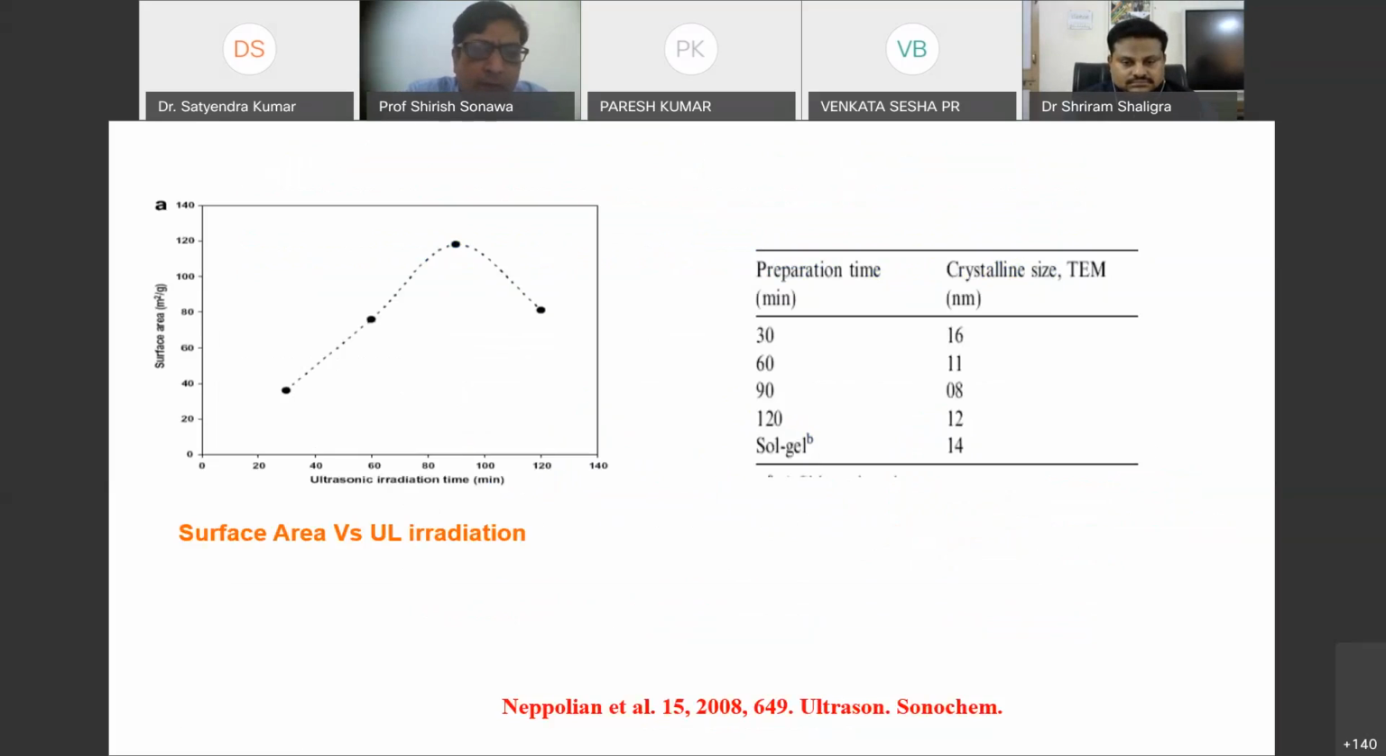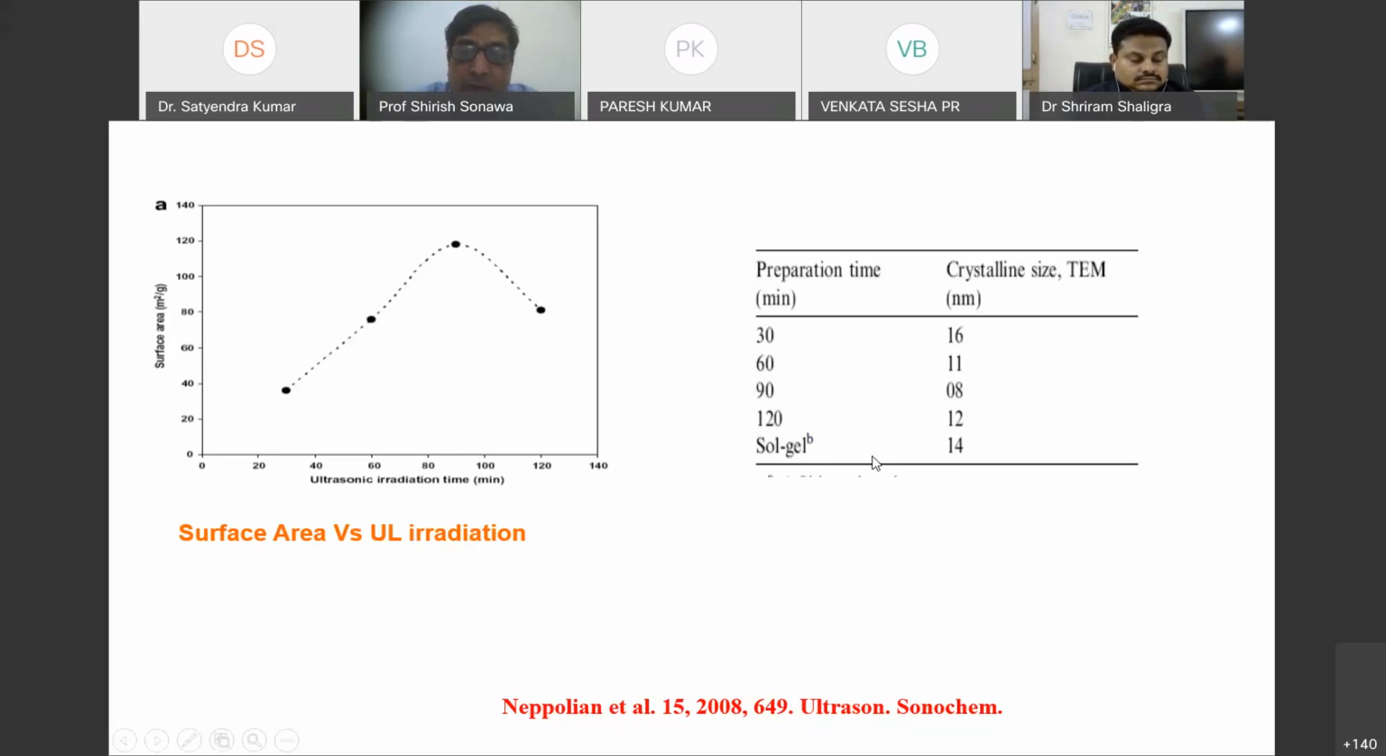Now the ultrasound cavitation time duration is also very important. Sonication time, or irradiation time, is what we call it. If you look at the surface area, as you increase the sonication time, you will get, let's say, a surface area of maybe 120 meter square per gram. Later, after a certain time, fusion of the particles is going to occur. So it is very important that the sonication time should be optimized first while you are producing this nanoparticle.